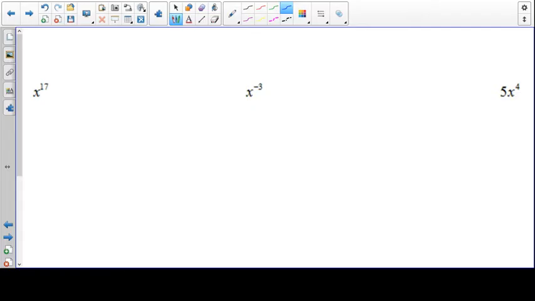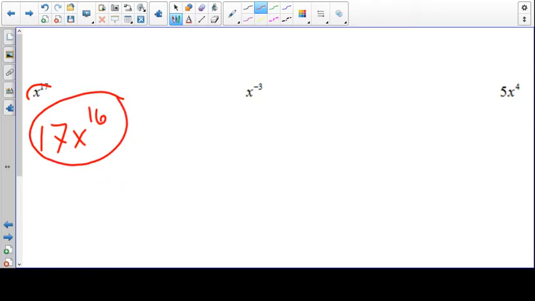So for these examples, I also have power rule going on. I have x to the 17th, which means I bring down that 17. So I have 17x to the 17 minus 1 gives me 16. So that derivative of x to the 17th is 17x to the 16th.